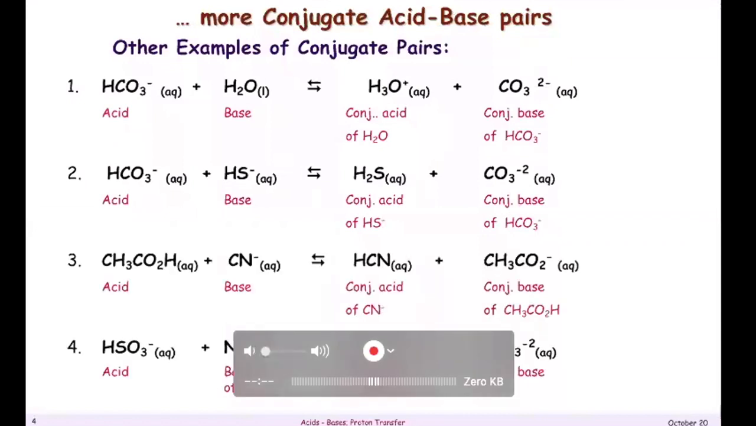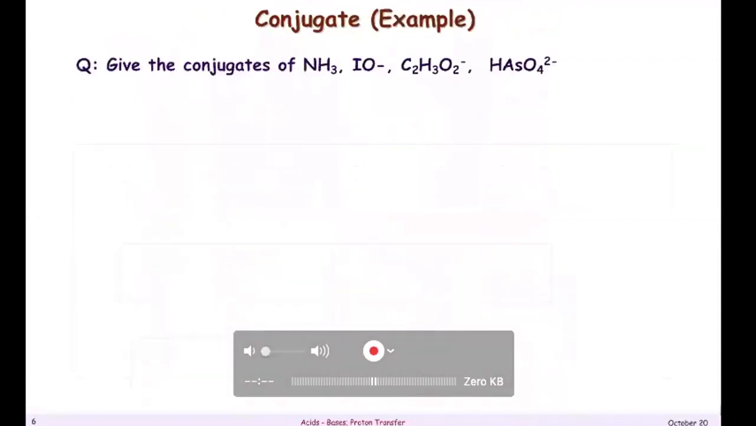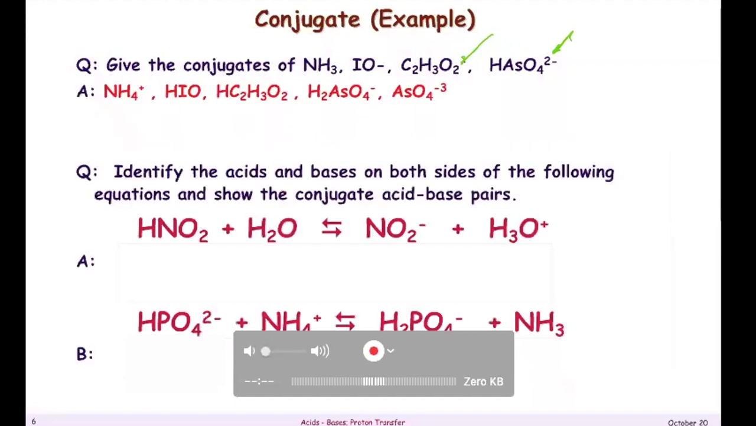Here are more examples, just in case you didn't get enough. Now, if I give you a question like this, what is the conjugate pair of ammonia, IO minus, H2CO2 minus, and HASO2 minus, then you can add a hydrogen to each one of these, especially the ones with negative charge, and get the conjugate pairs. The one with extra hydrogen, you can strip the hydrogen and get the conjugate pair as well. So here's an example. These are the conjugate pairs of these chemicals right here.